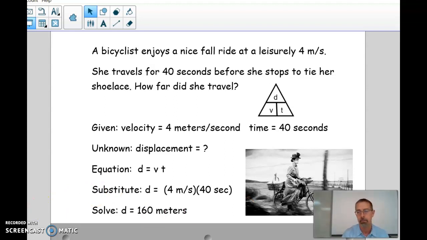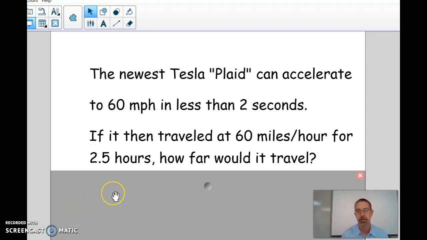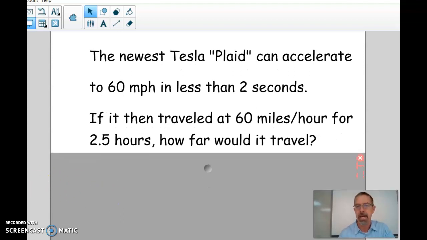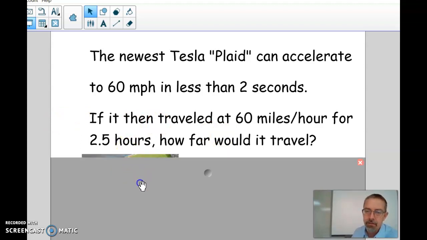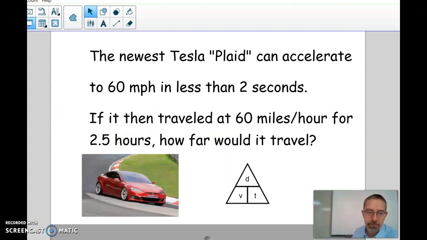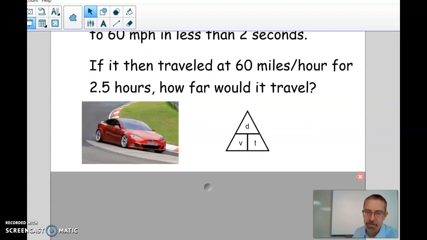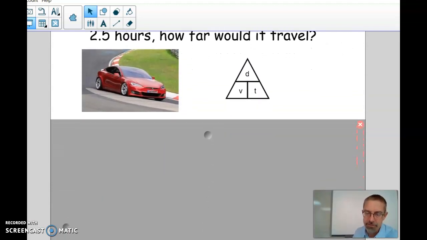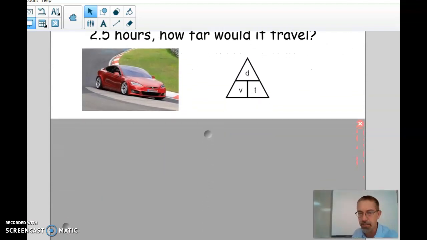So that's one problem. Let's try to tackle another. Elon Musk came out yesterday, or maybe this week. He said, hey, you've got a new car. It's called the Tesla Plaid. It's a bad reference to a bad movie, but it's kind of fast. It travels to 60 miles per hour in less than 2 seconds from a dead stop. So let's say it traveled at 60 miles an hour for 2.5 hours. How far is it going to travel? It's kind of surprising the car doesn't necessarily look that fast, but there it is. 0 to 60 in less than 2 seconds. You might win some money that way.